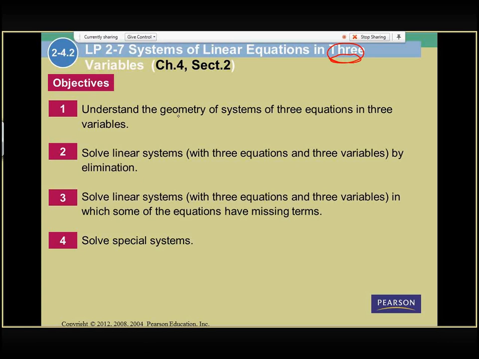We'll just go over the geometry, just kind of what it looks like, and then most of our solving today will be by elimination. Okay, so we'll look at what they look like, and then we'll go over elimination. And then sometimes we'll have missing terms. That's okay. And then special systems would be as if we get something like a true statement. Remember, that means infinitely many solutions. And then a false statement, like in our other problems, would mean no solution.